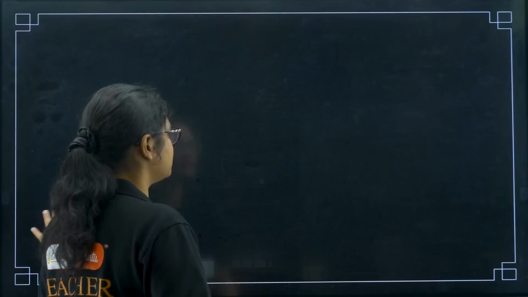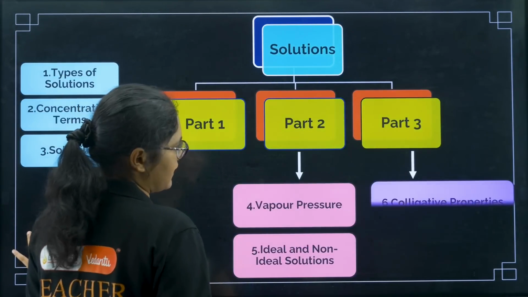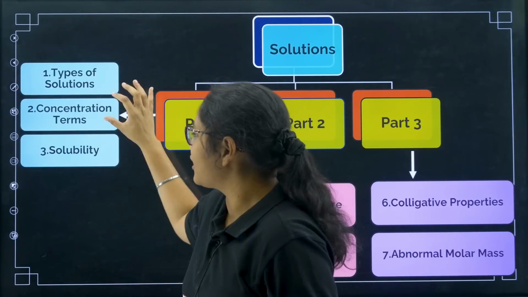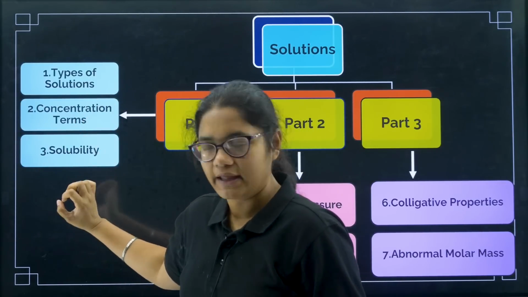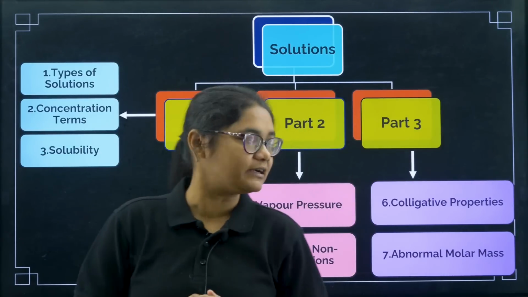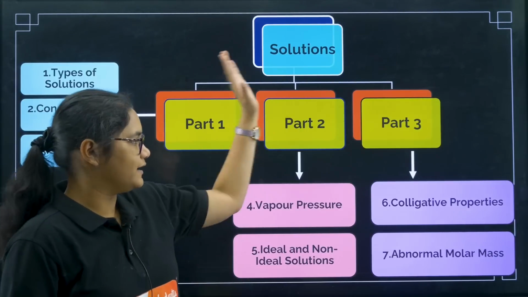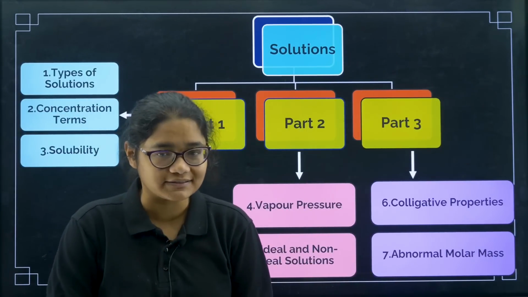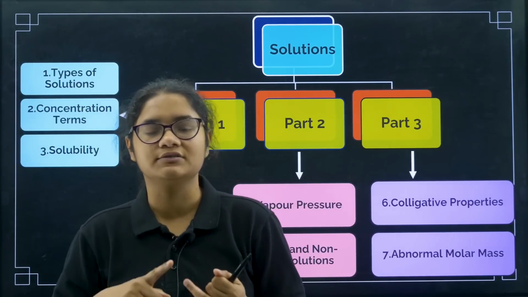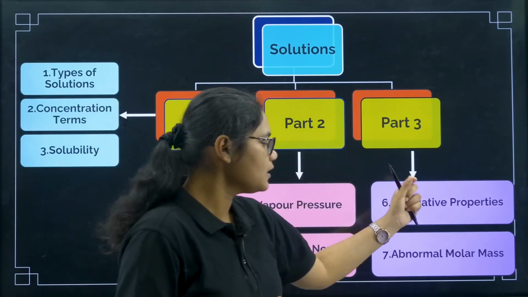Let's get started with the first concept here. So what all things am I going to cover in this chapter? This is the entire thing that we are going to discuss in today's class. First we will discuss the types of solutions, concentration terms and solubility. After that we'll come to vapor pressure, ideal and non-ideal solutions, and in the next part we will discuss colligative properties and abnormal molar mass. So please make a note of all these topics. Total 7 topics: first will be types of solutions, concentration terms, solubility, ideal and non-ideal solutions, vapor pressure, colligative properties and abnormal molar mass.